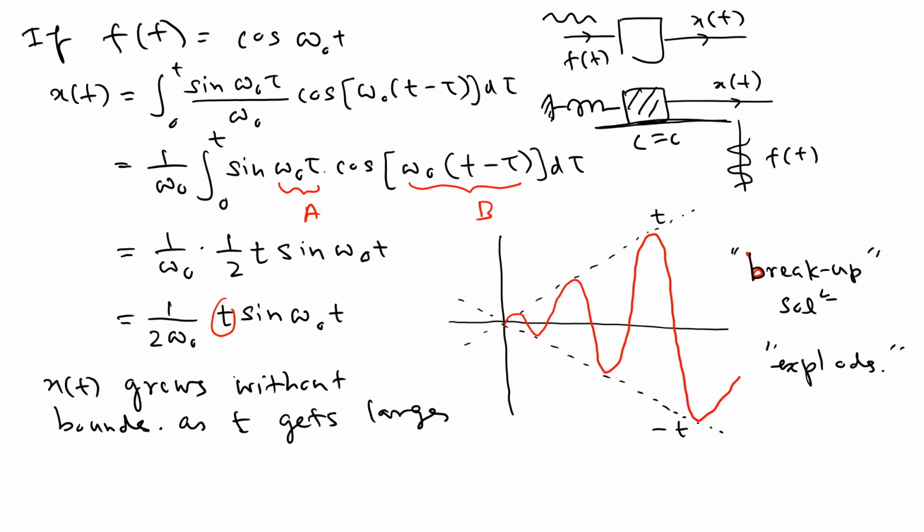So that's what happens. It's going to get larger and larger and larger. Good. So that's the end of the convolution method technique.